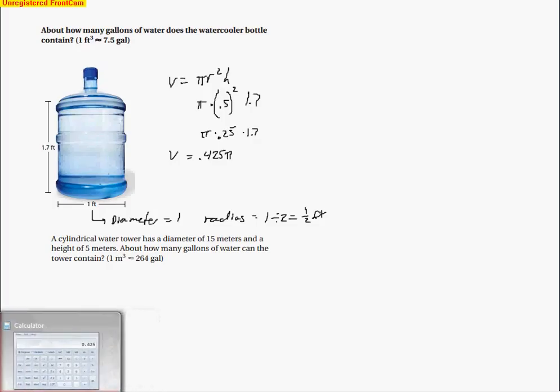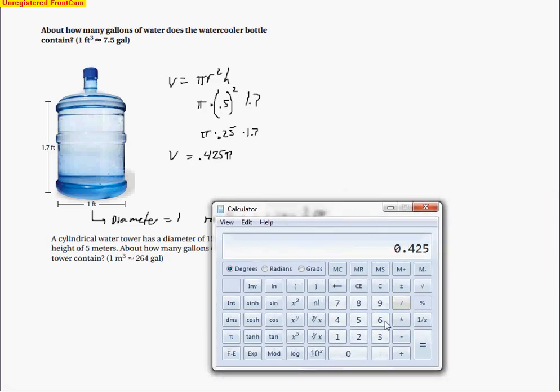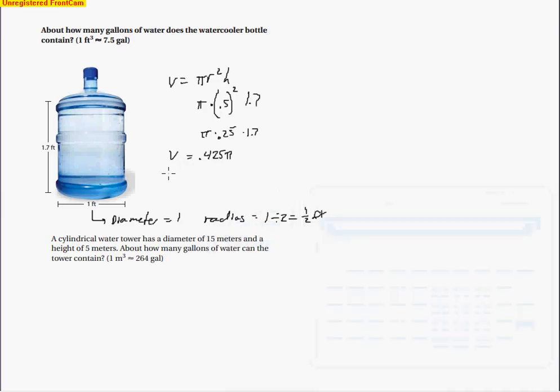So let's go ahead and set this up. So there we have it. So we have 0.425, and we need to multiply that by pi, which is right there. There we have it, equals 1.335. So the volume is about 1.335 cubic feet.